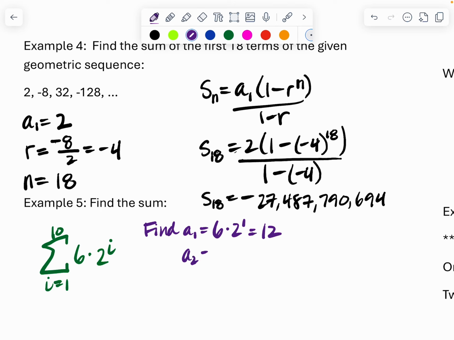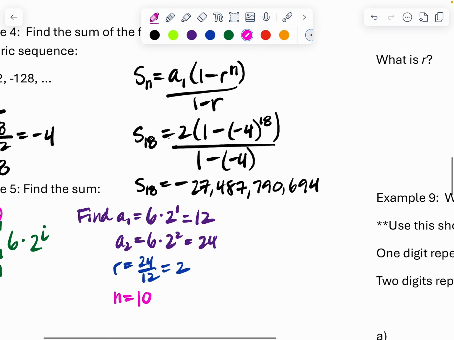Then I'm also going to find a sub 2 so I can figure out my common ratio. So a sub 2 is going to be 6 times 2 squared. And that's going to be 6 times 4, which is 24. So to get my common ratio, I can do my second term divided by my first, which is a common ratio of 2. And my n, I know I'm finding the sum of the first 10 terms.